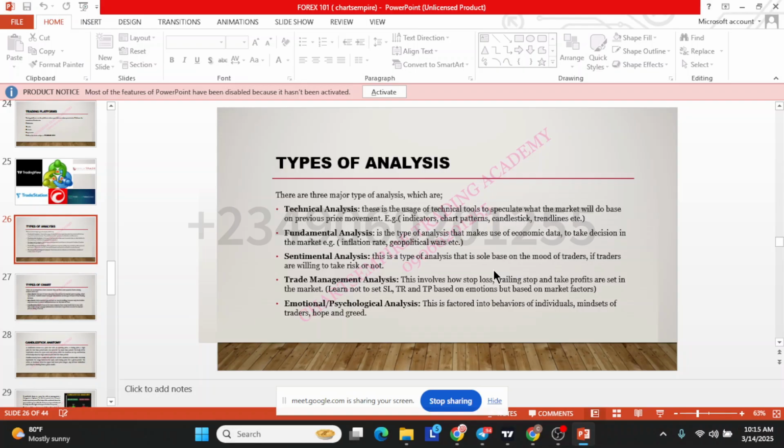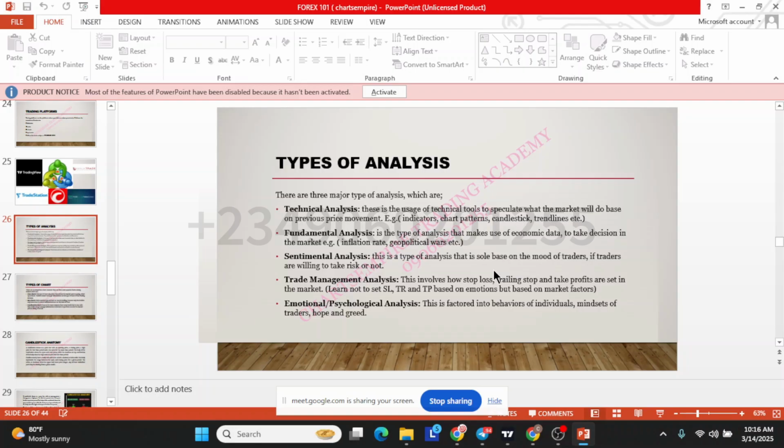You want to know about what is going on in their country, to forecast how that news may likely affect their currency. That is fundamental analysis. Sentimental is when you do not make use of technical or fundamental analysis. You only want to follow where the majority of traders are going. If the majority want to sell, you also want to sell. If the majority want to buy, you also want to buy.